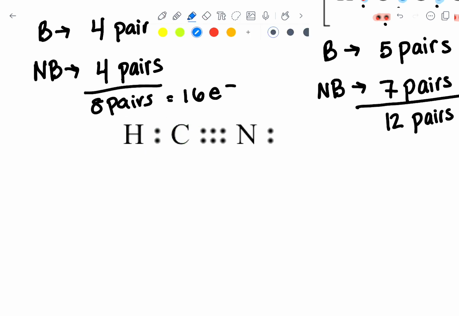Okay, so let's start off by looking for our bonding pairs, and those are going to be the pairs of electrons that are between our atoms. So we have a pair in between our carbon and our hydrogen. And then on the other side of carbon, we have three pairs of electrons that are between the carbon and the nitrogen. For our non-bonding pairs, we just have one on our nitrogen there.